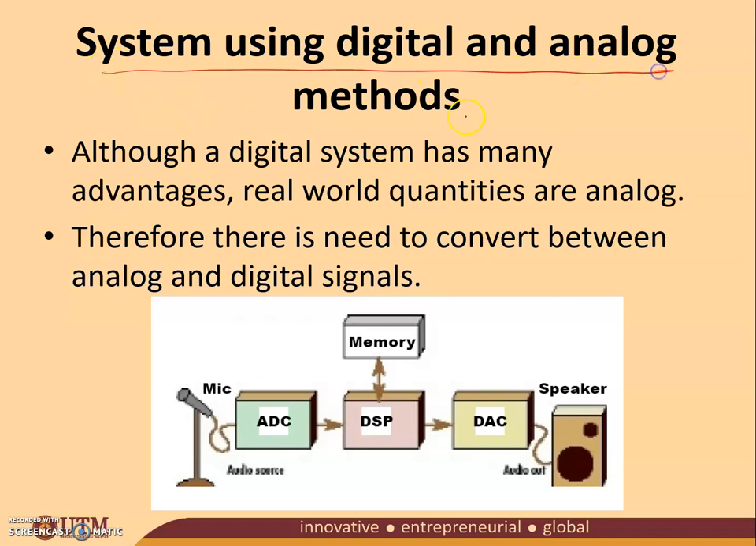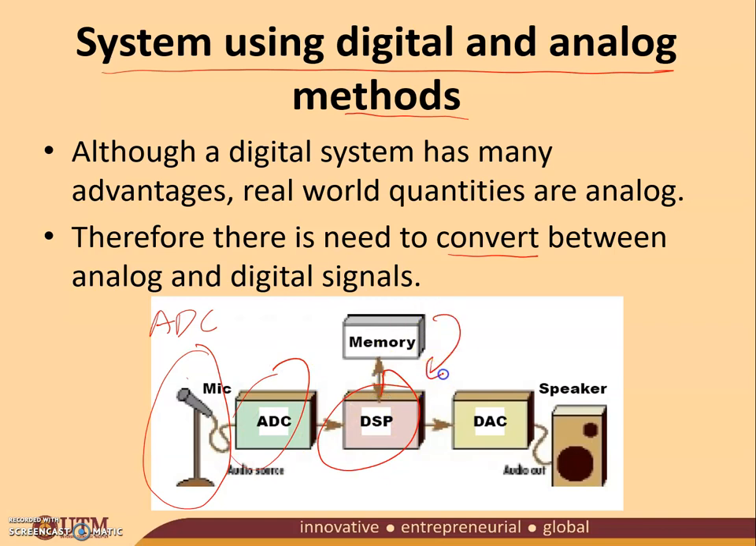System using digital and analog methods. Although a digital system has many advantages, real-world quantities are analog. Therefore, there is a need to convert between analog and digital signals, as in the previous example. This is another example, for a microphone. The microphone feeds the analog to digital converter, ADC. So it converts, and we go to the digital signal processing. We have memory, and the digital to analog converter. Then the speaker is the output of the digital to analog signal. Then we hear the sound.